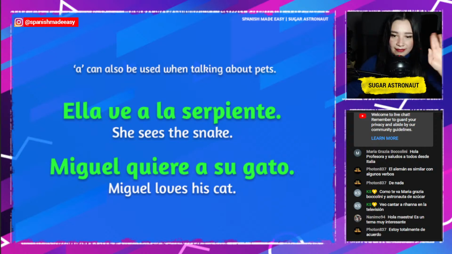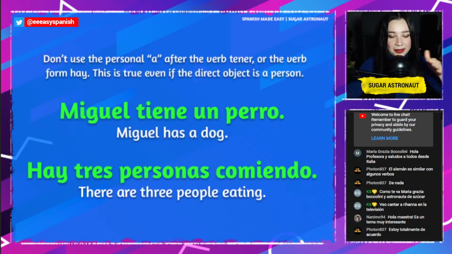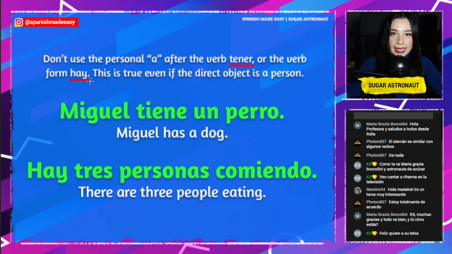Now let's talk about something else related to the personal a. Don't use the personal a after the verb tener or the verb form hay. We're talking about these two verbs: tener, which means to have, and hay, which means there are or there is. Hay is very peculiar and it comes from the verb haber. Let's see.